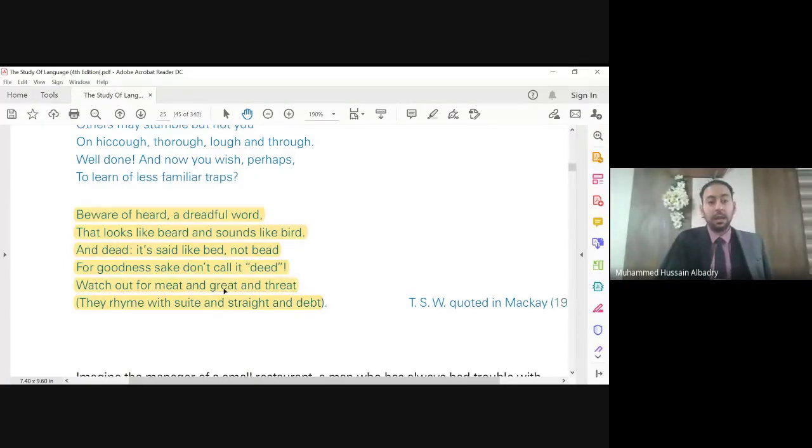You see, EA in meat. So this is the difference between sounds and letters. Sounds are what is spoken and letters are what is written. You see something but it is pronounced differently.